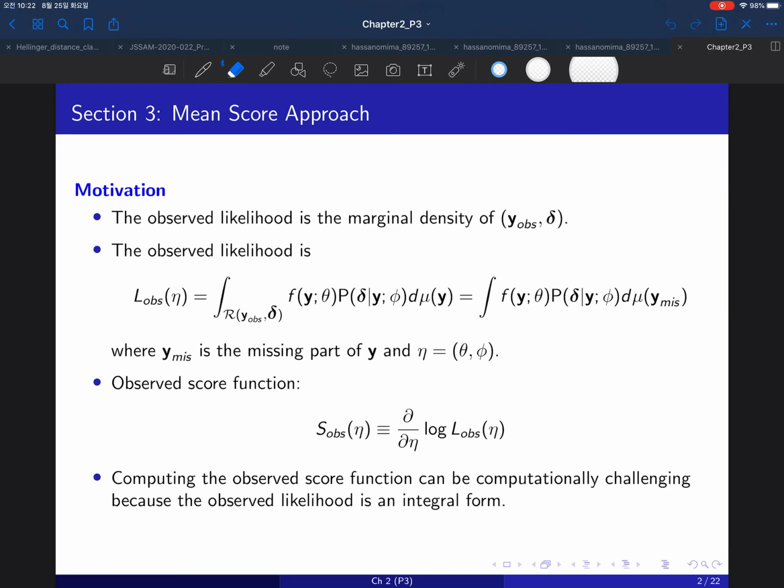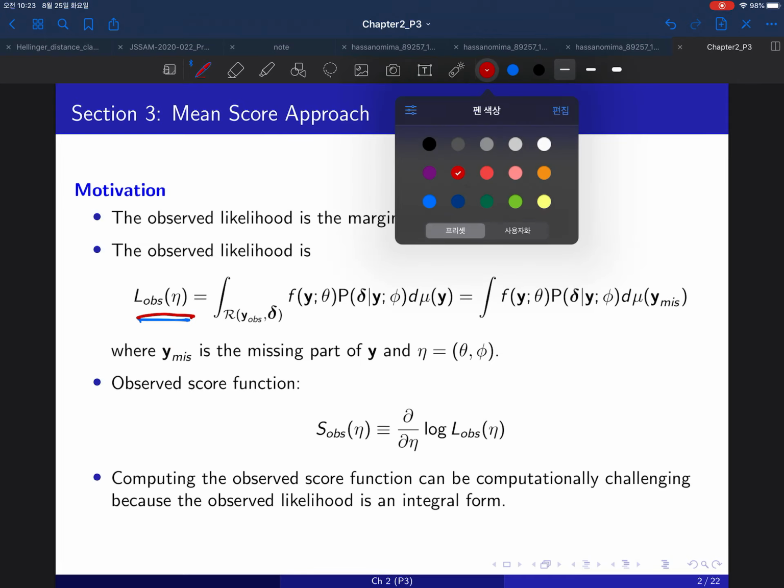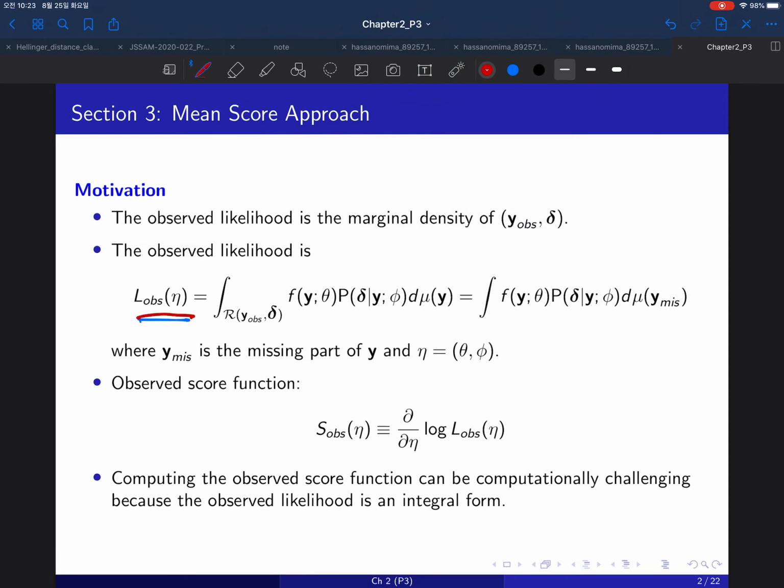So in the previous section we have studied that the observed likelihood is obtained by integrating out the joint density. So the observed likelihood is integrating out over this set, which is essentially the same as integrating out over the missing part of the data. This is a joint density.